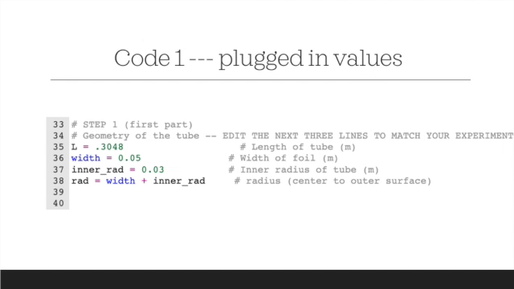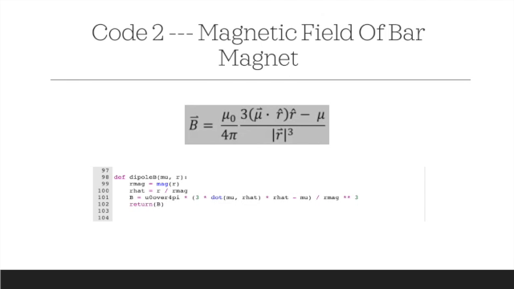For the first part of the code, I just had to plug in initial values. So the length of the tube, which I found to be 0.3048 meters, the width of the foil, which is 0.05 meters, and the inner radius of the tube, which was 0.03 meters. The next part of the code is for the magnetic field of the bar magnet. The equations and code that I've used are shown below.